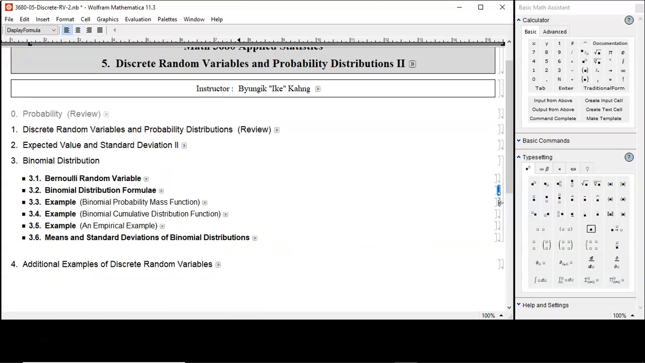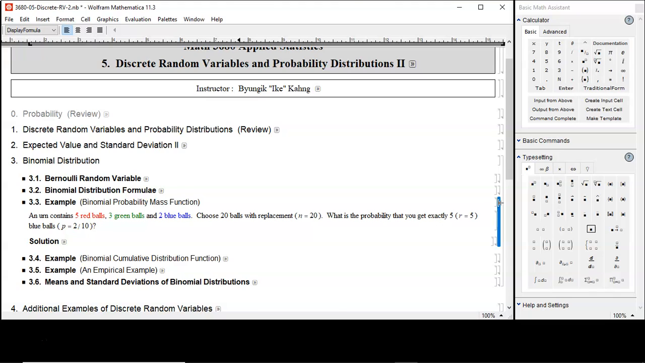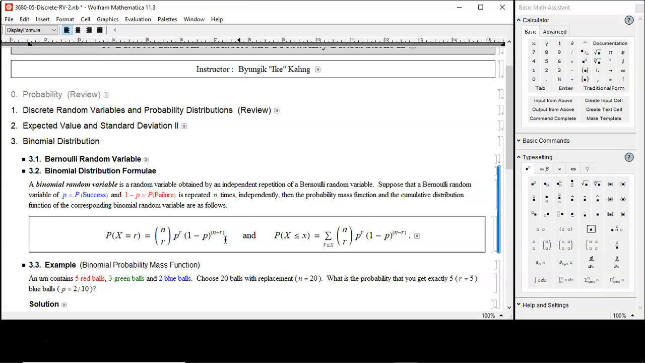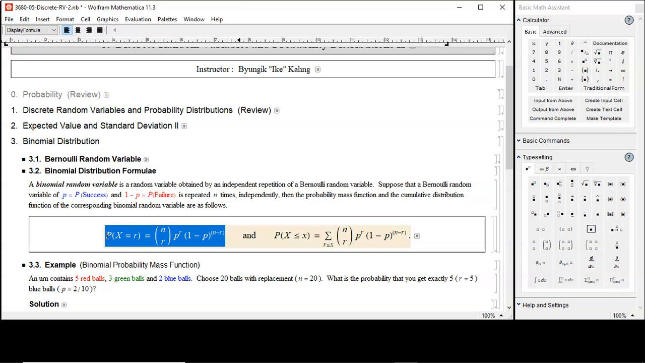Okay, here goes an example problem. An urn contains 5 red, 3 green, and 2 blue balls. Choose 20 balls with replacement. What is the probability that you get exactly 5 blue balls? Exactly 5 blue balls out of choosing 20, so it's going to be this one, isn't it?